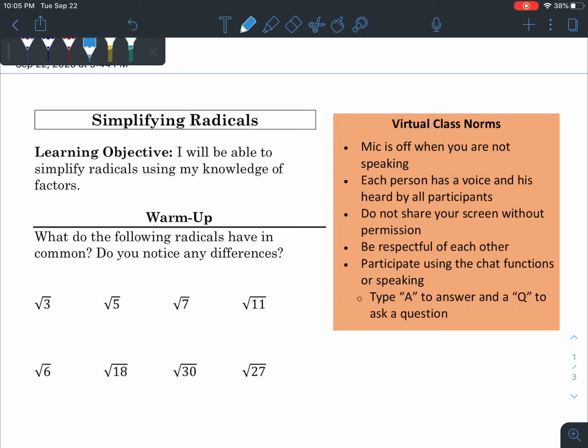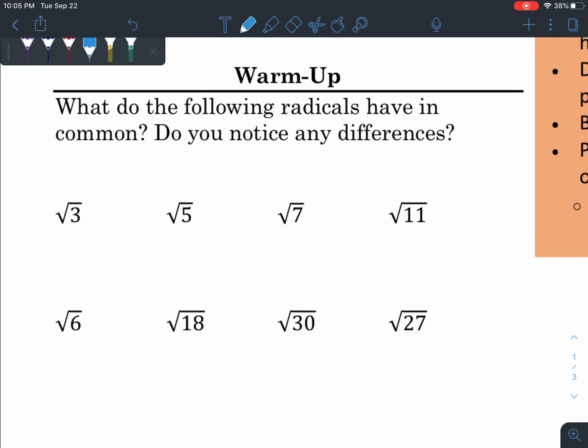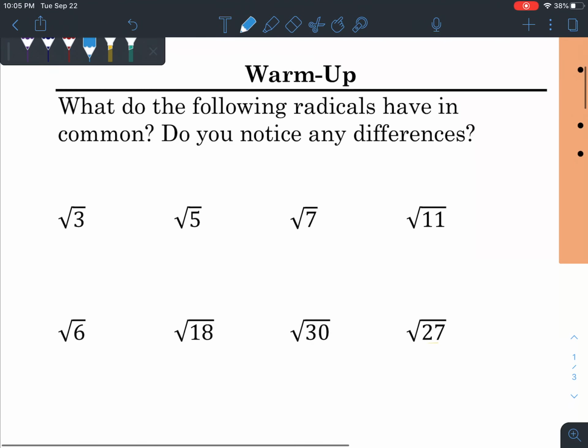So we're going to use what we talked about the day before regarding perfect squares. So let's take a look at our warm-up, pause the video, write down your answer in your notebook. When you're ready, press play and we'll work on this together.